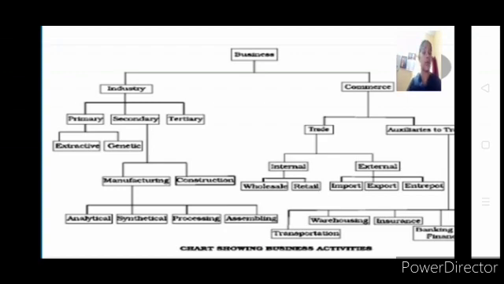Then what is this entrepot trade? In entrepot trade, there will be participation of many countries.